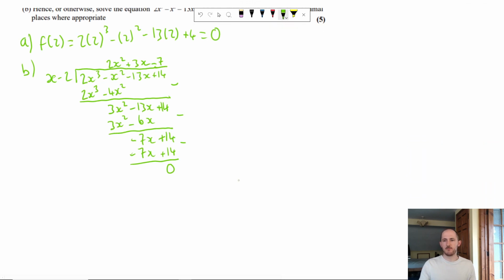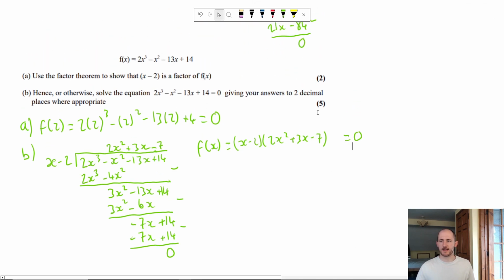Cool. So now my equation for f of x is x minus 2, 2x squared plus 3x minus 7. And I'm trying to solve where it equals 0, but we'll get to that in a second. Now, if you remember rightly, I said you get 2 marks for doing the actual division, then you would get 2 marks for factorizing. But we're getting 5 marks here because we're actually giving numerical solutions.